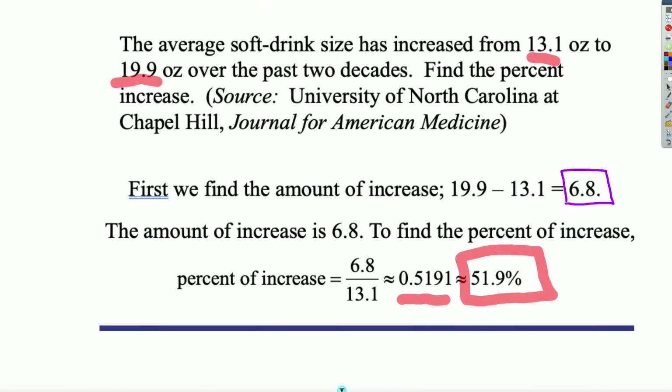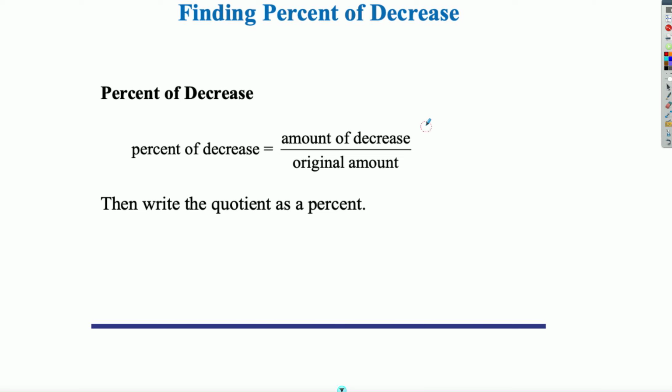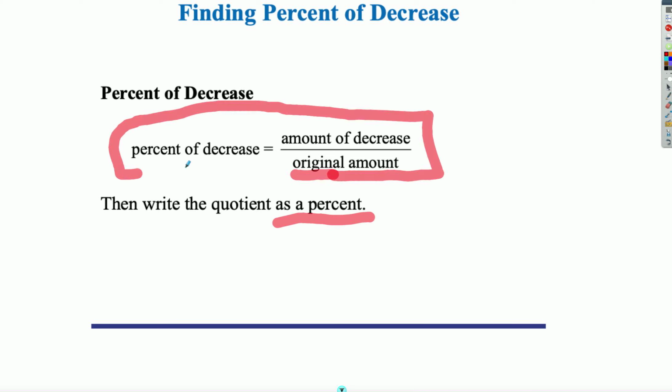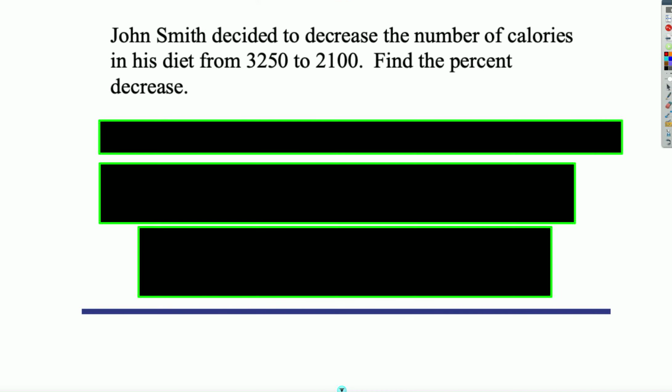So percent decrease is going to work the exact same way. I'm going to take the amount of decrease over the original amount and write my answer as a percent. So here, John Smith decided to decrease the number of calories in his diet from 3,250 to 2,100. Find the percent decrease. So first I need to figure out how much it decreased by.